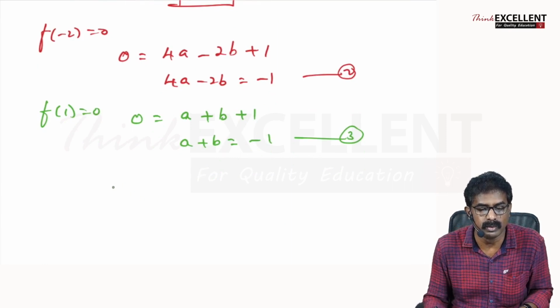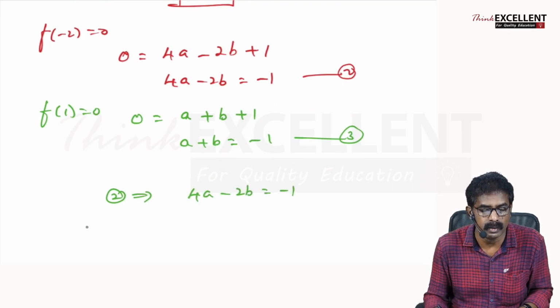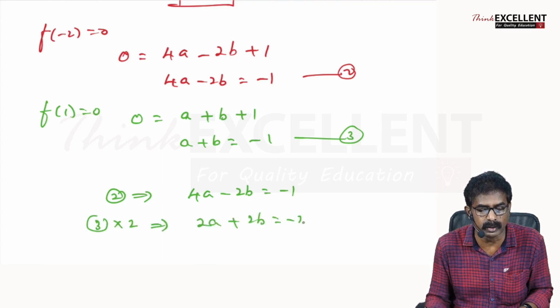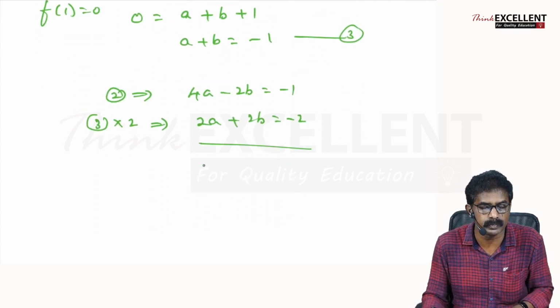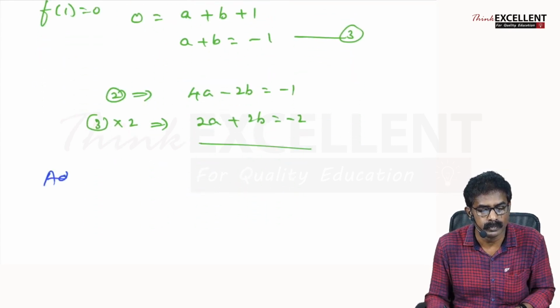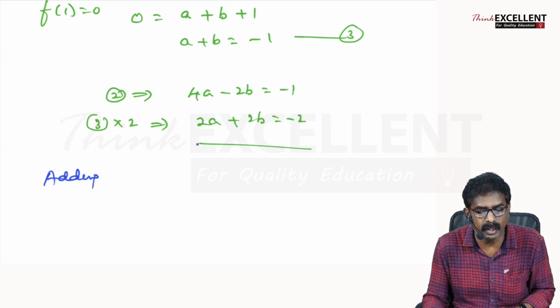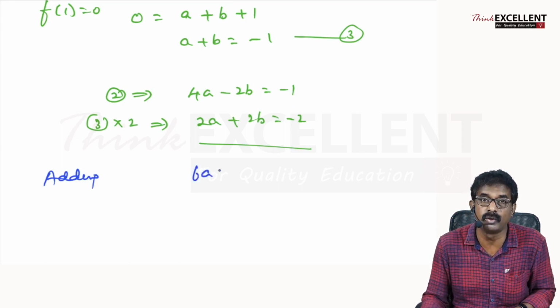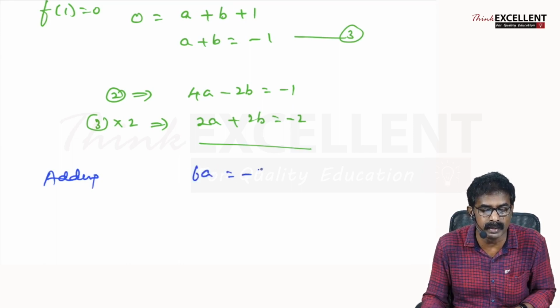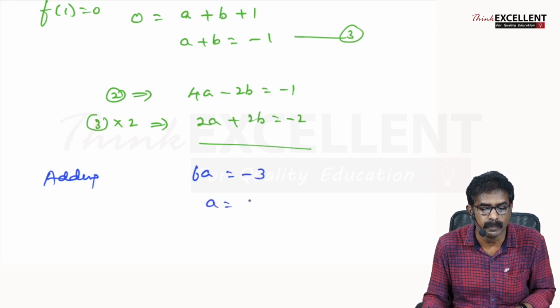So what you can do, so second equation write as it is, 4A minus 2B equal to minus 1. Third equation you multiply by 2. So you will get 2A plus 2B equal to minus 2. Just add it. So when you add 4A plus 2A, it is what, 6A, minus 2B plus 2B cancel, you are getting minus 3. So A equal to minus 3 by 6, you are getting A equal to minus 1 by 2.